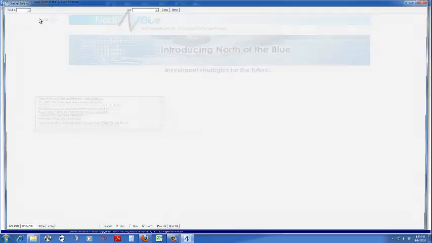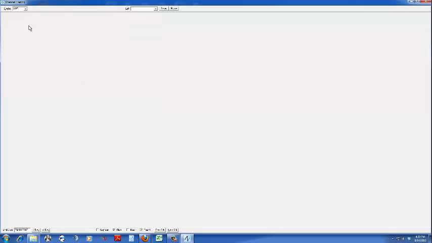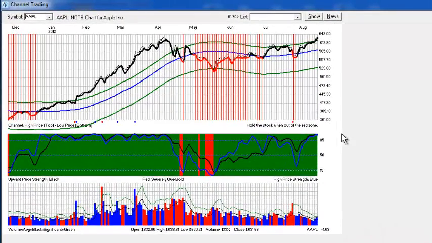So in stock charts, go to channel analysis, and here we can type in any stock symbol, or we can bring up a bunch of pre-made lists that are over here. Today we're just going to take a look at AAPL, which is Apple.